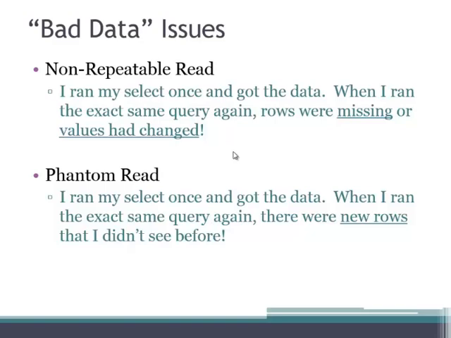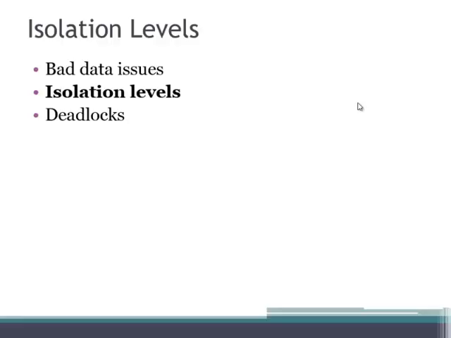Okay. So the 3 types of bad data issues that we've discussed are dirty reads, non-repeatable reads, and phantom reads. Now we're going to talk a little bit about isolation levels and how the different isolation levels available in SQL Server help to resolve bad data issues. And where they don't resolve it, educate you about the types of bad data issues that you might encounter.